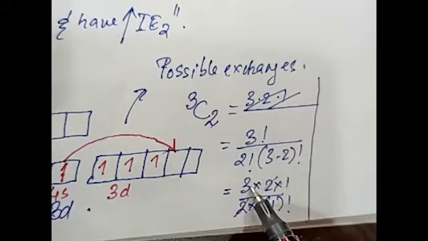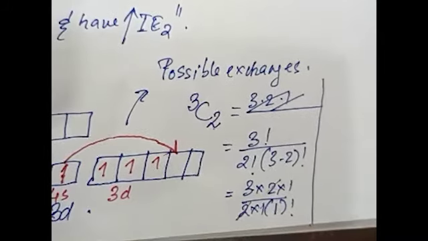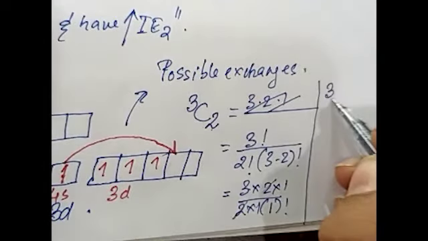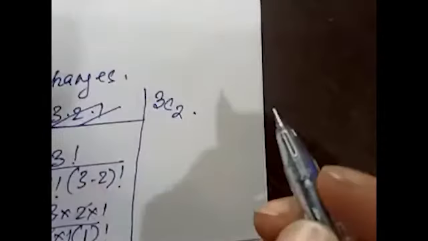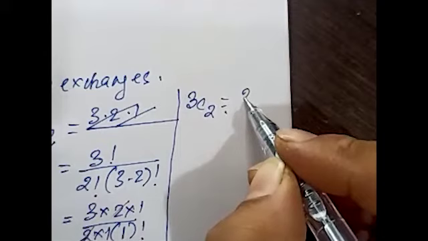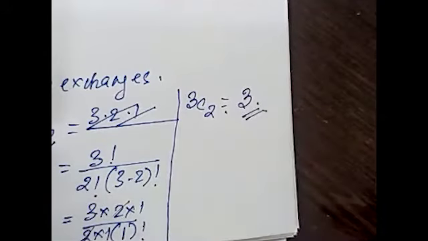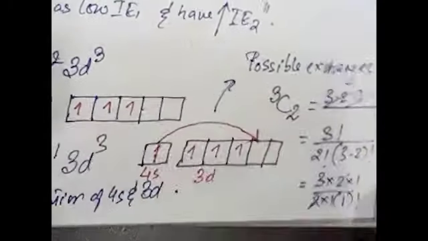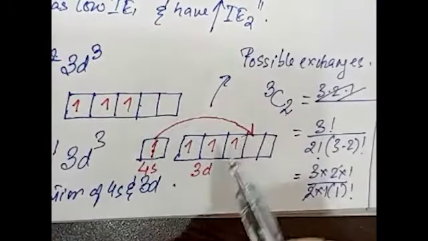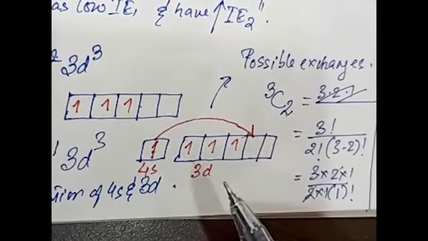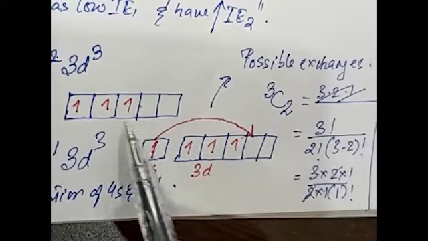Okay, so ultimately upper 3 will be there, lower 1 will be there, correct? So ultimately the value of 3C2 becomes equal to 3 by doing the calculation. But if you do 4C2, that means if the electron transfers itself to 3D, then what will happen? The number of unpaired electrons in the D subshell increases, so the number of possible exchanges shall also increase.